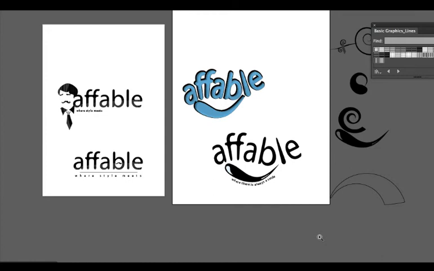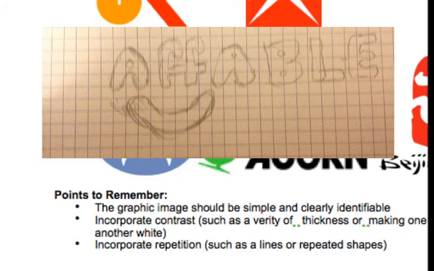So you are to sketch two of the three types of logo designs that you could come up with. Remember that we always want to focus on keeping it simple and clearly identifiable, incorporate contrast, and incorporate repetition. And lastly, don't forget to include a ligature within the word.